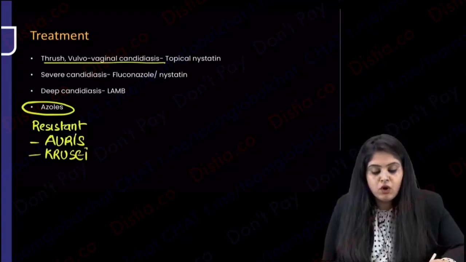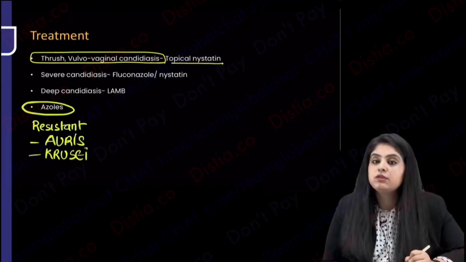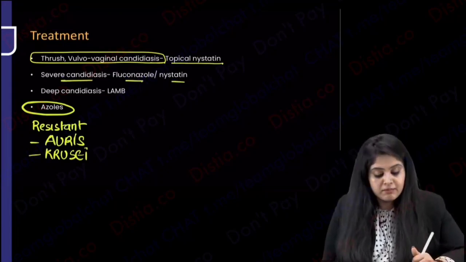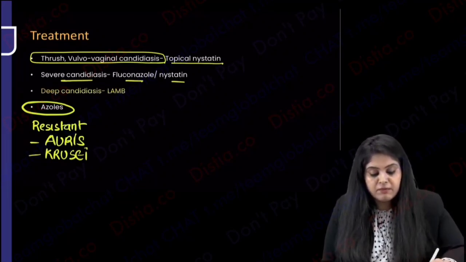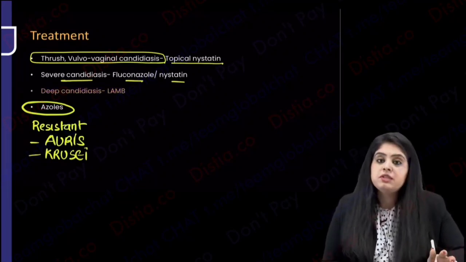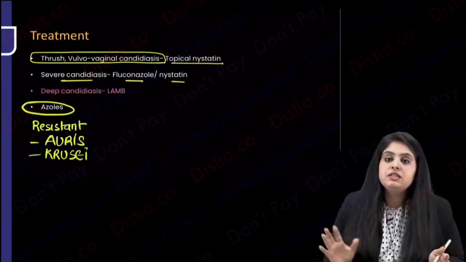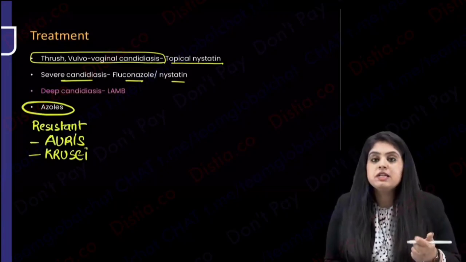For these two very common ones, that is oral thrush and vulvovaginitis, topical nystatin is also preferred. For severe, we can go for azoles or for nystatin. But for deep candidiasis, for organ involvement, liposomal amphotericin B is given. So usually it is azoles and nystatin, and for deep it is going to be lamb. Okay, having said that, Cryptococcus done, Candida done.